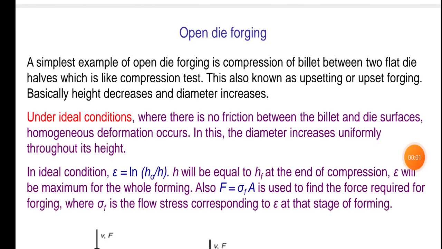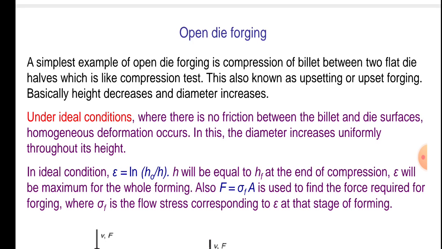Hello friends, we will see the subject manufacturing process, in which we will see the forging process. Now we will see open die forging. The simplest example of open die forging is compression of a billet between two flat dies, which is like a compression test. This is also known as upsetting or upset forging.